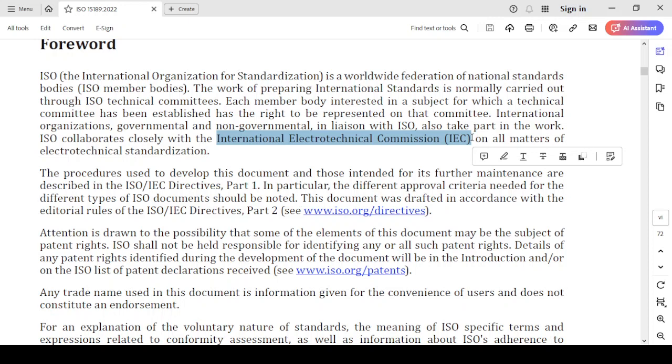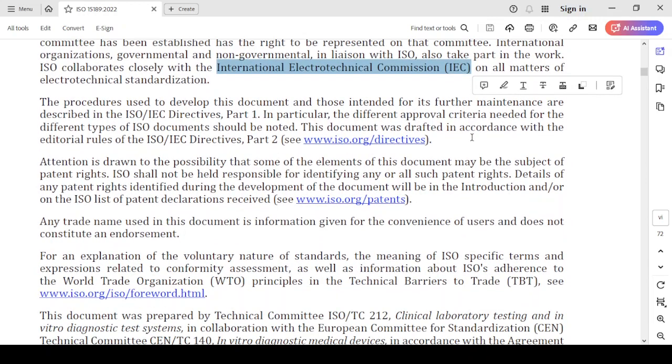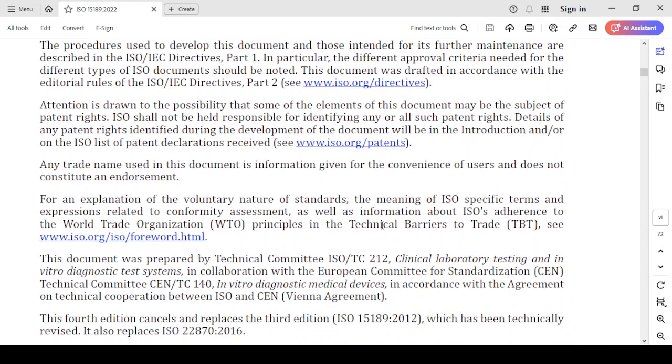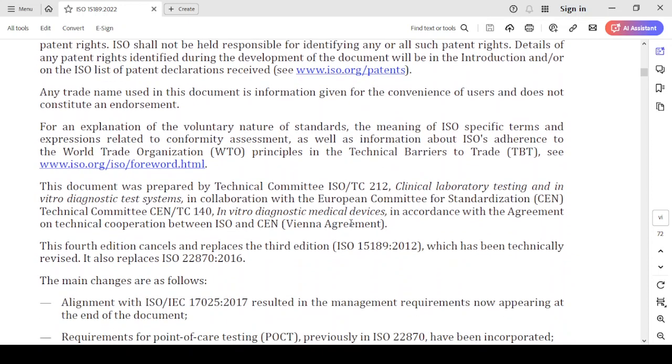Okay, so for it, it was established by both ISO and this electrochemical committee, and together they came up with that standard. Okay, so that you have to be aware about. It is very important to also note that ISO works through committees. Okay, we call these committees the TCs.